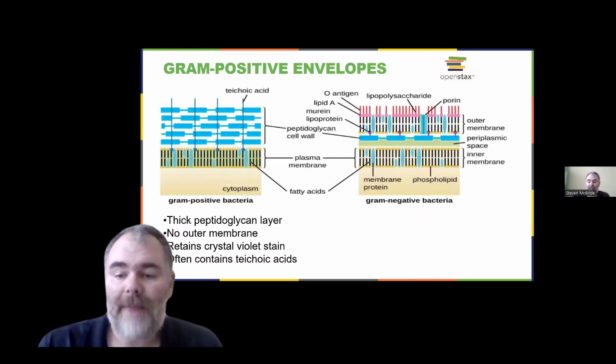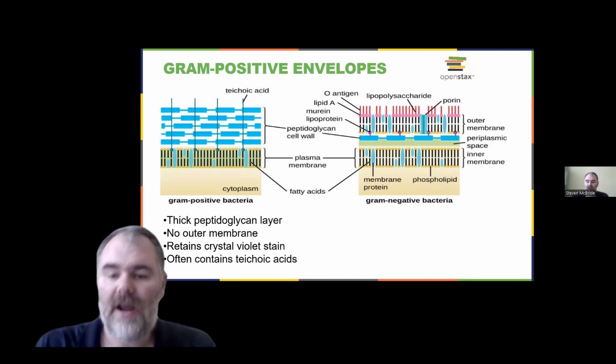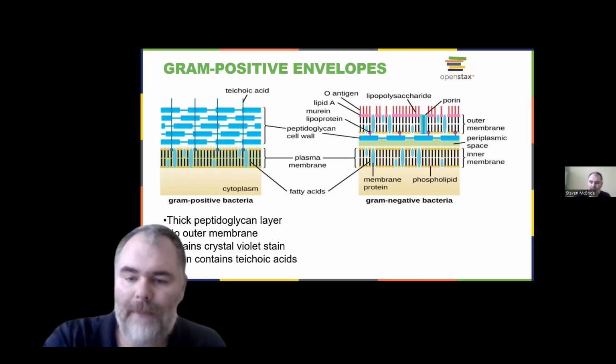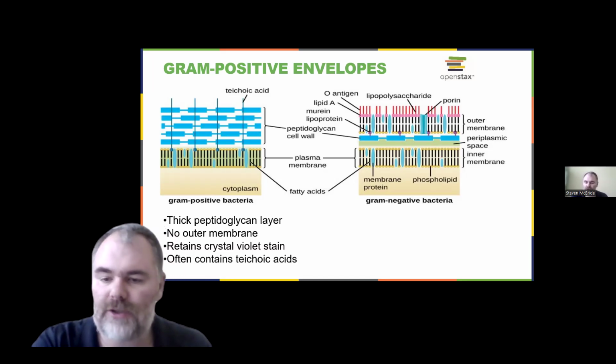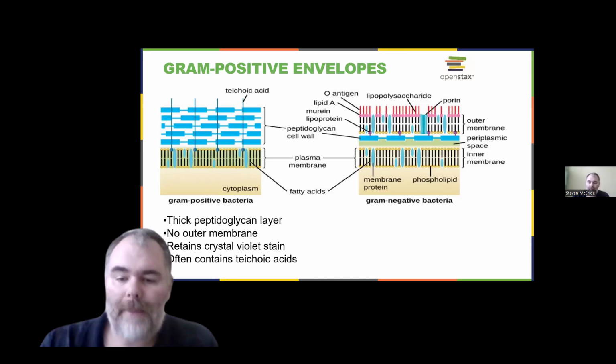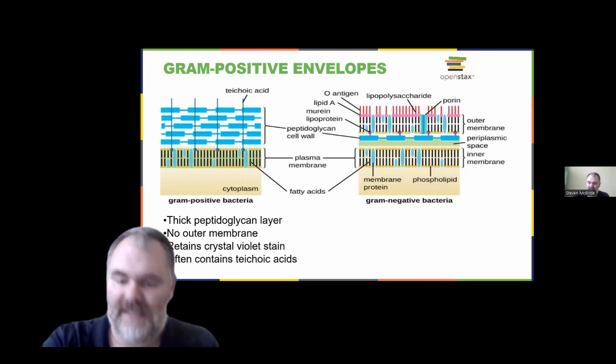Now, gram-positive bacteria have a relatively simple but very thick cell wall structure. Their most noticeable feature is a thick layer of peptidoglycan surrounding the plasma membrane. This thick peptidoglycan layer provides structural support and helps protect the cell from osmotic stress. Unlike gram-negative bacteria, gram-positive bacteria do not have an outer membrane. The peptidoglycan layer is the outermost major structure surrounding the cell.